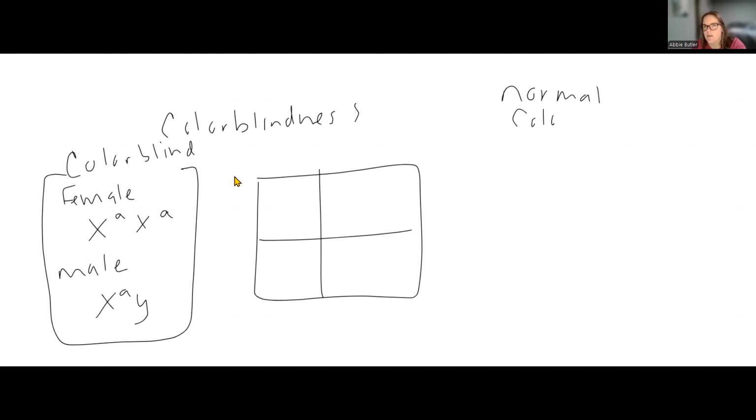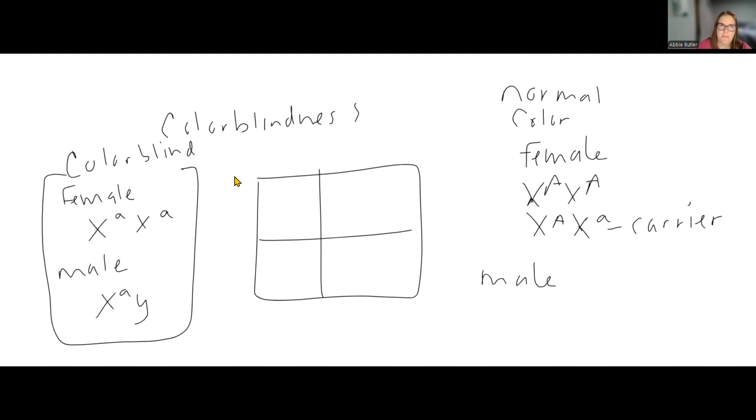For you to have normal color vision, for a female, there's actually two options. You could be X big A, X big A, or X big A, X little a. Sometimes you hear this talked about as being a carrier, X big A, X little a, because she has normal color vision, but she could actually pass X little a on to her offspring, potentially making them colorblind, even though she's not. And for a male, the only way that you can have normal color vision is if you have X big A, Y.